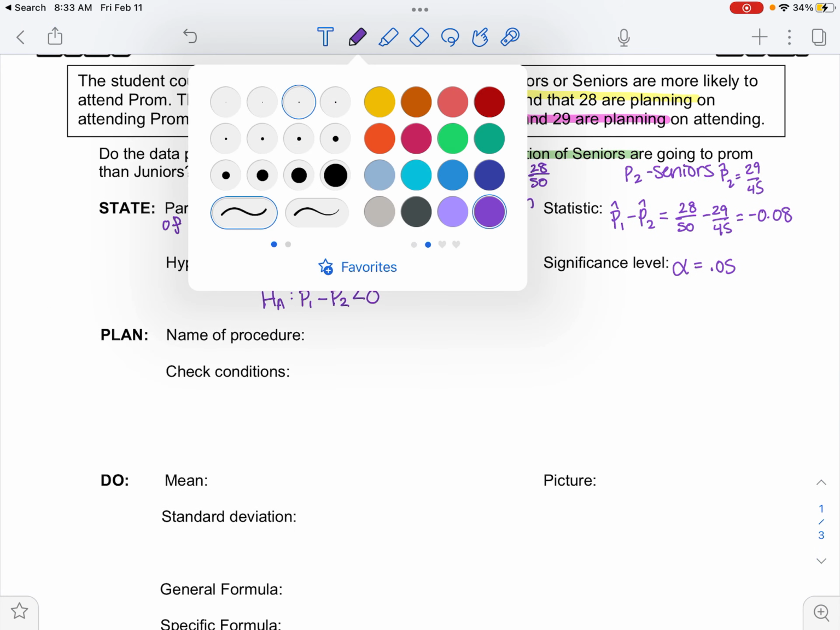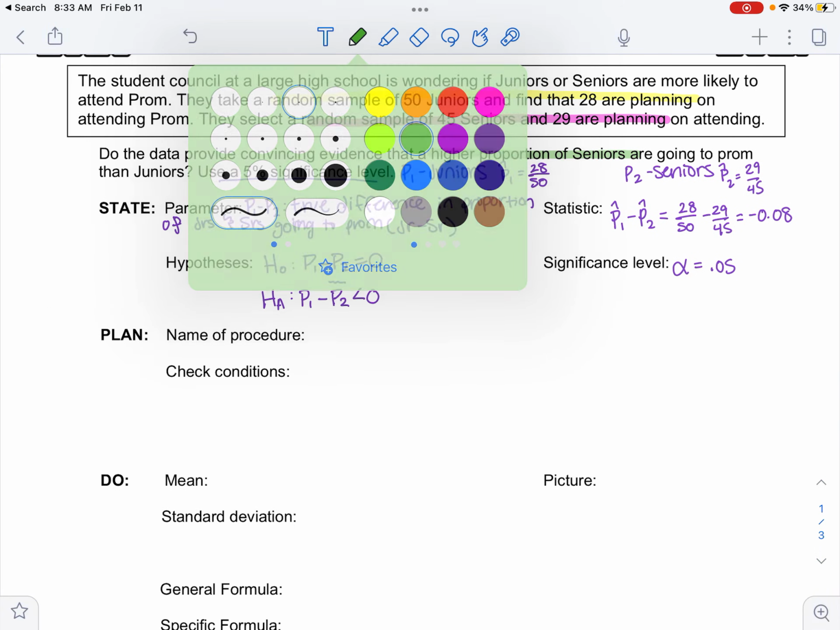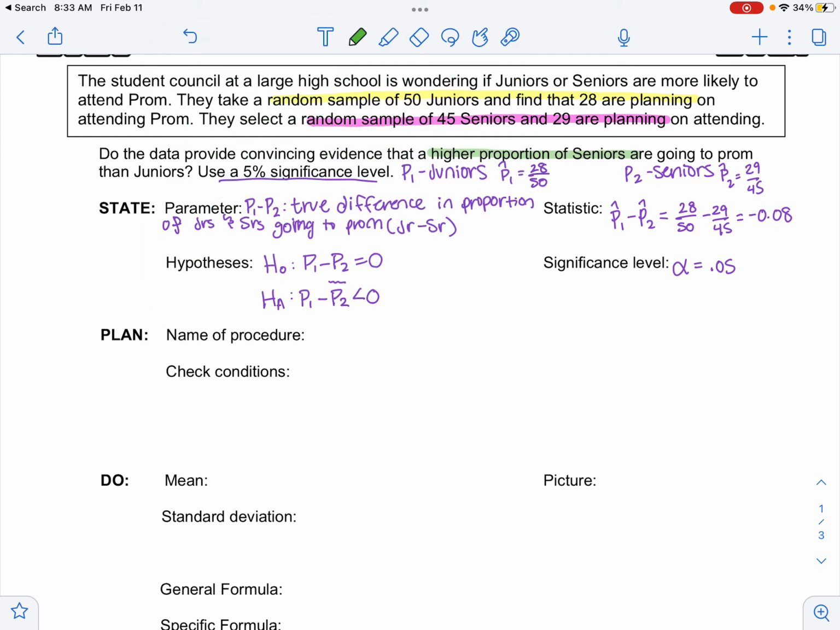Now, as I'm getting into the plan phase, which starts with naming the procedure, first off, right now we have two samples, so I'll label it as a two sample Z test. Remember, we are doing significance tests now, for P1 minus P2. And now we're going to check our conditions.